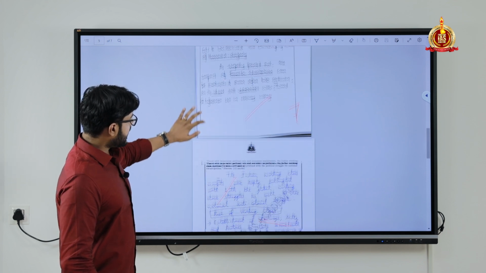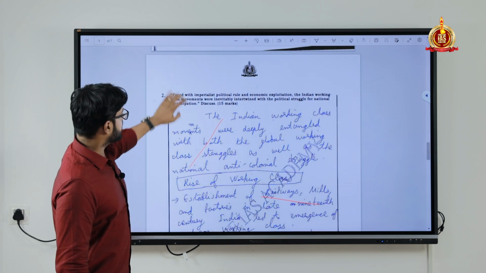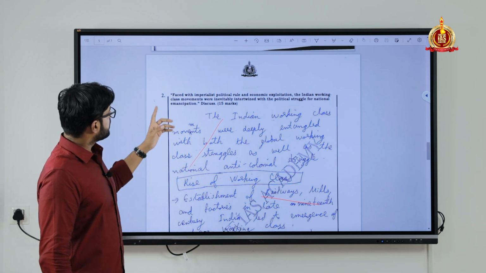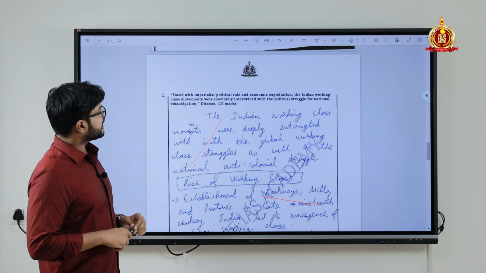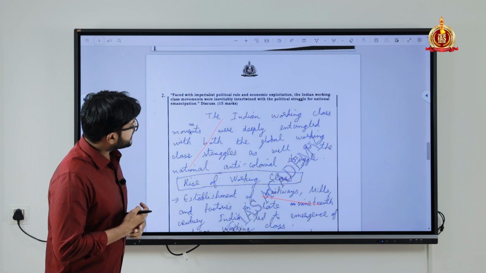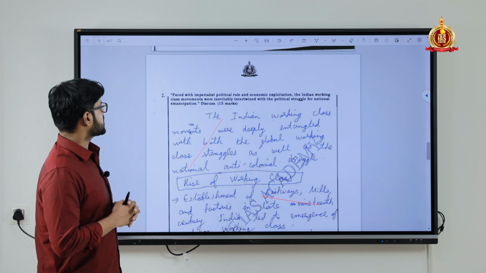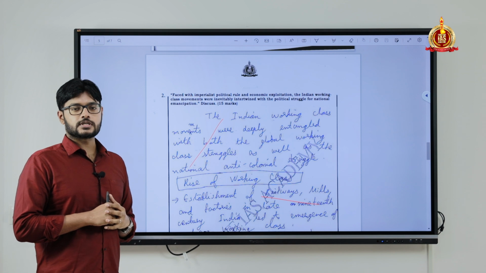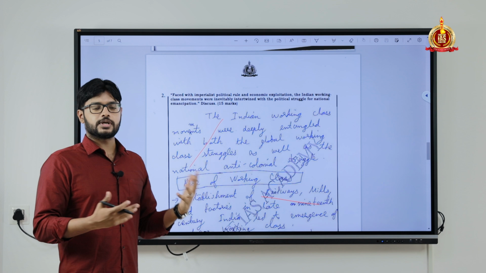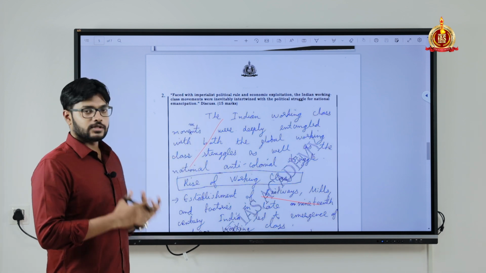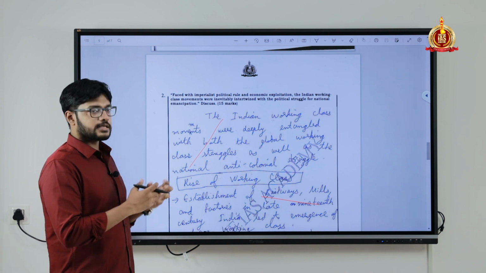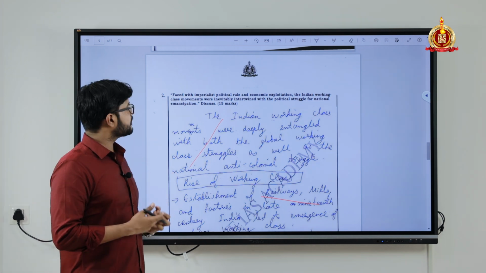Right. Now, the next question that we have to discuss is a question which was answered by Dilip. Faced with imperialistic political rule and economic exploitation, the Indian working class movements were inevitably intertwined with the political struggle for national emancipation, discussed. Again a 15 marks question. Many people will feel, okay, I don't know enough points, this is so complicated. No. Try to break down the question into different parts. Try to understand what the question is expecting from you.